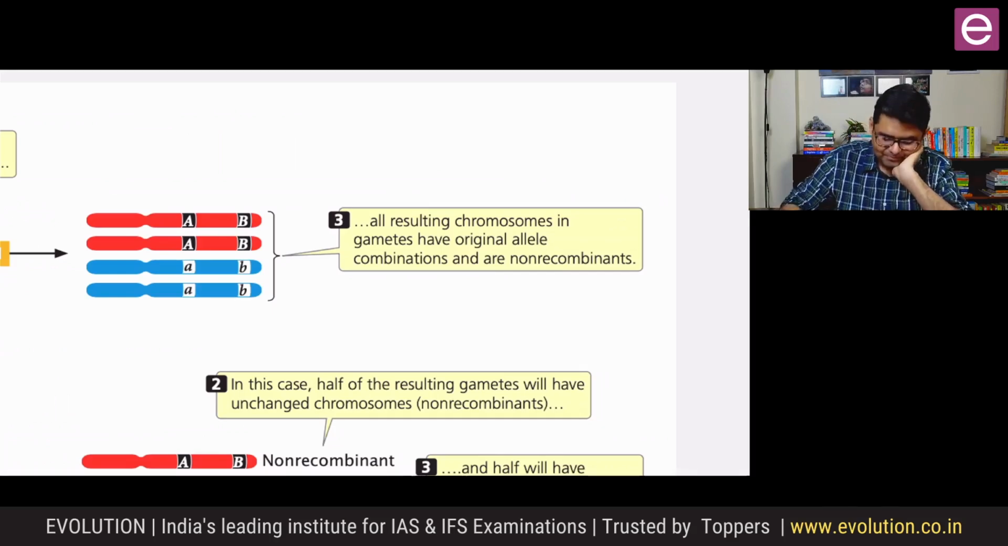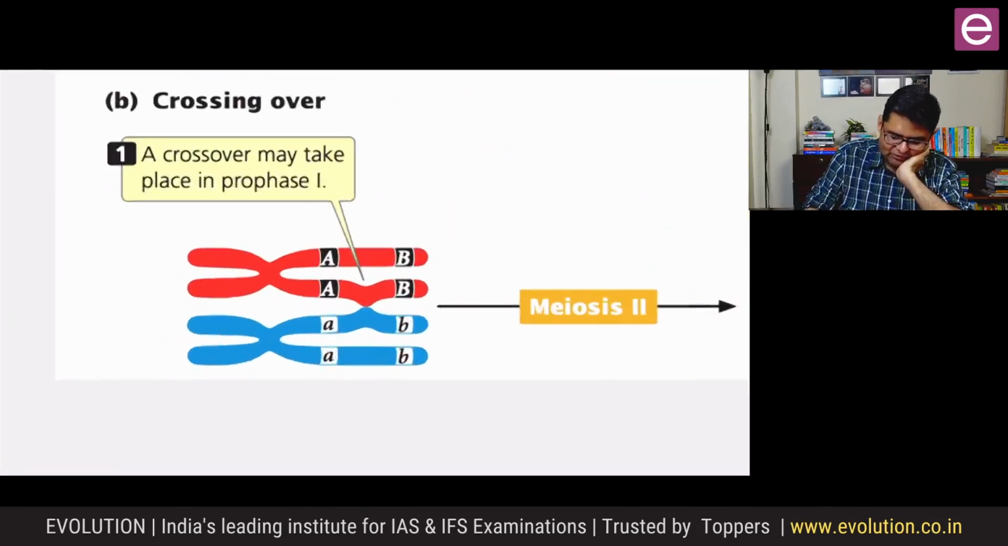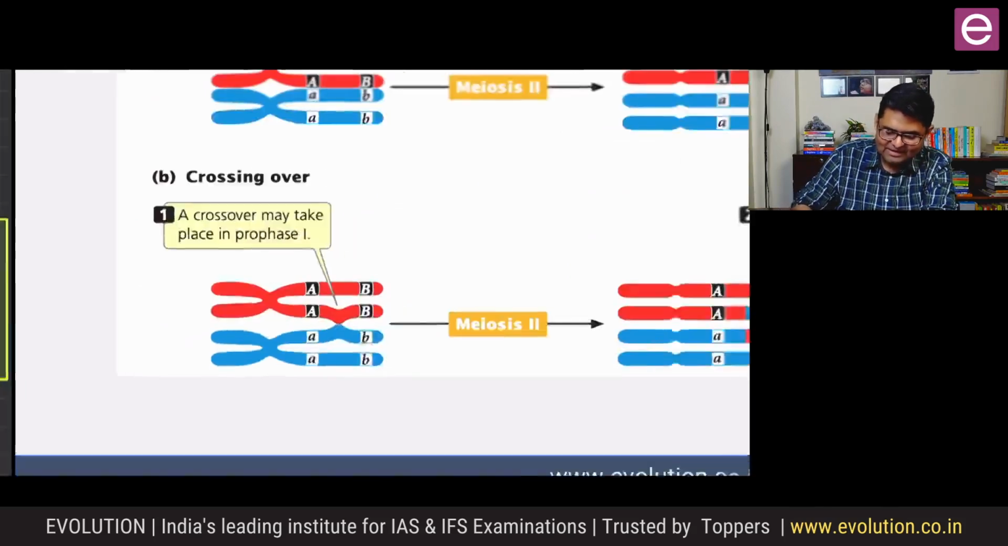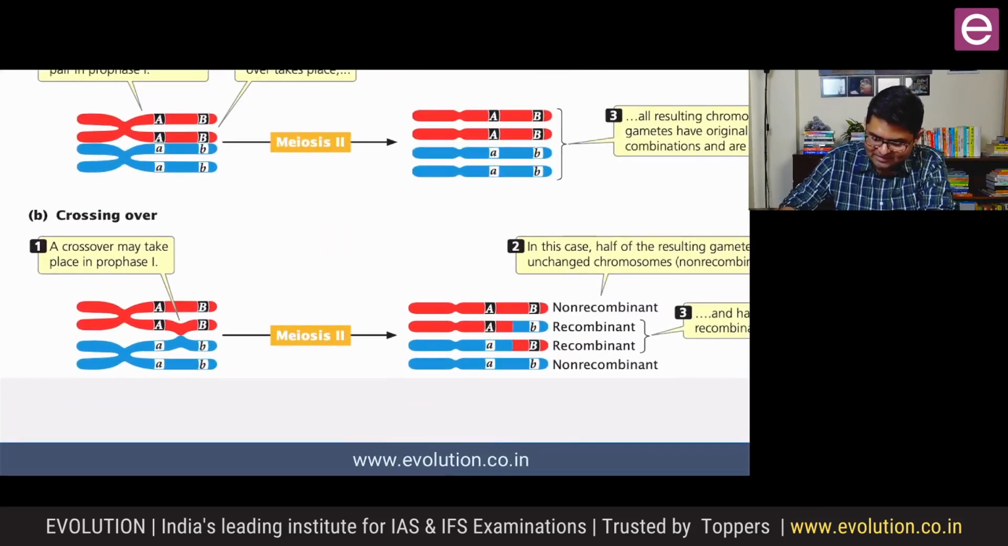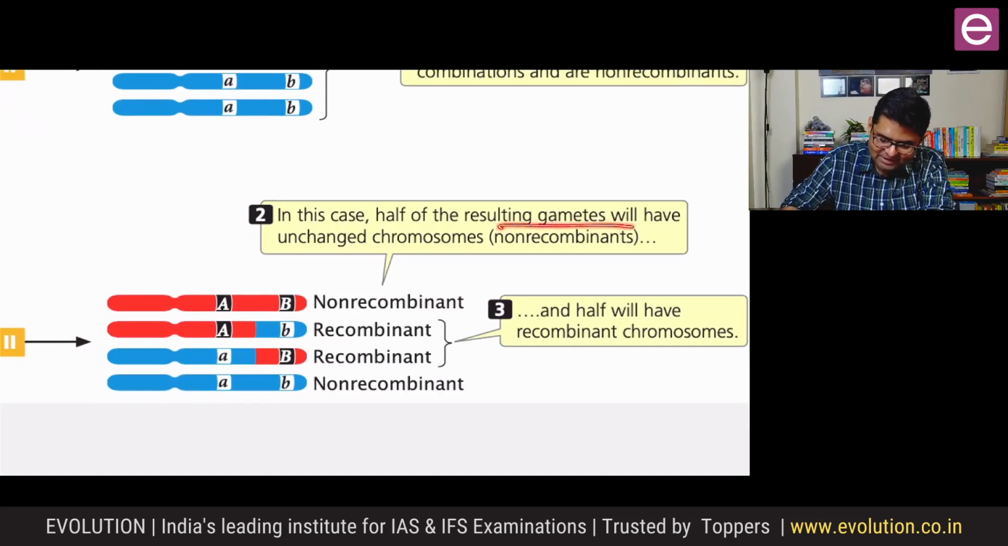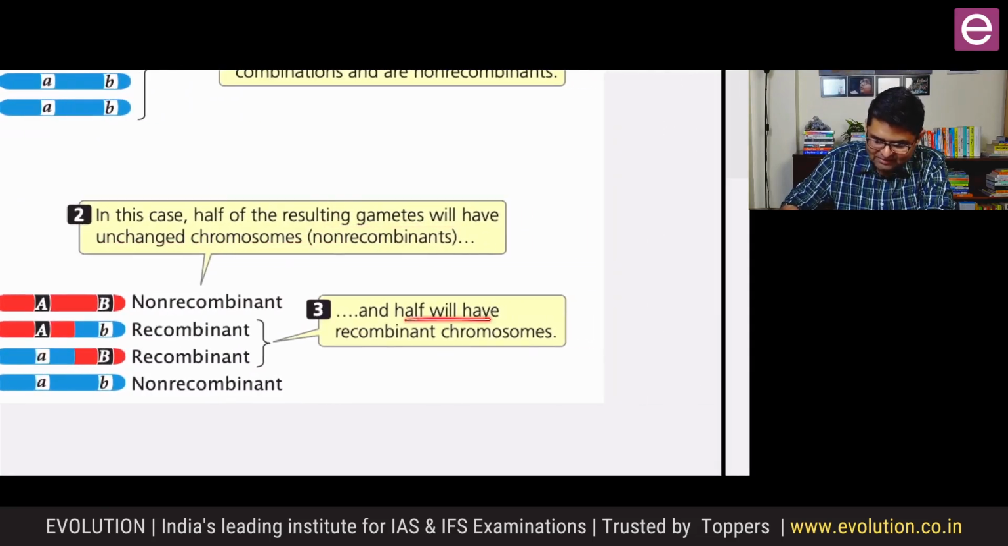Okay. Now, what if the crossing over takes place? So crossing over may take place here. Notice these two chromatids are going through crossing over. And if that happens, notice here, parental type non-recombinant. This is also parental type non-recombinant, but do you notice here? Recombinant.